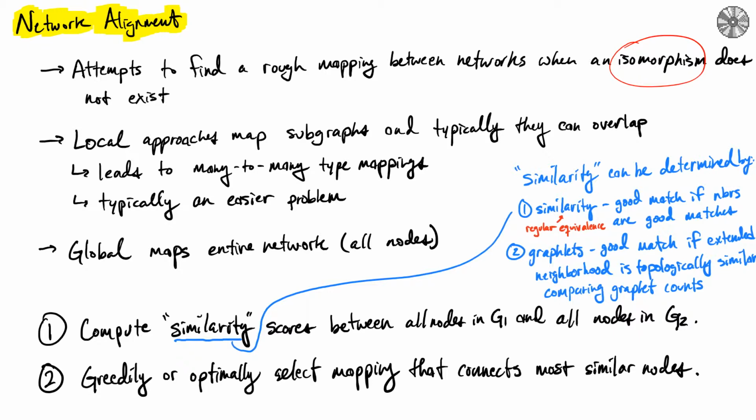window. And so what we need is an ability to do what's called network alignment, which is to find some vague mapping between nodes that highlights structural similarities between two graphs. And there's two main ways of doing this. You can either do this locally or globally.